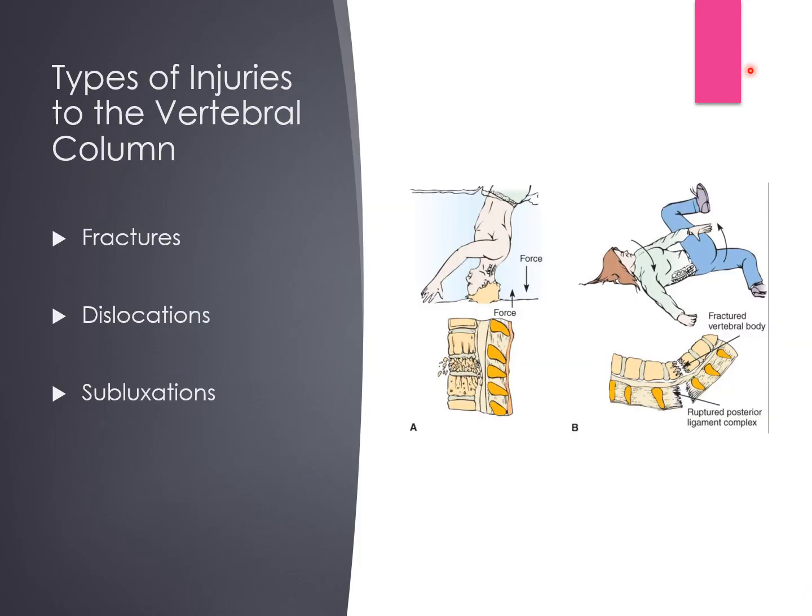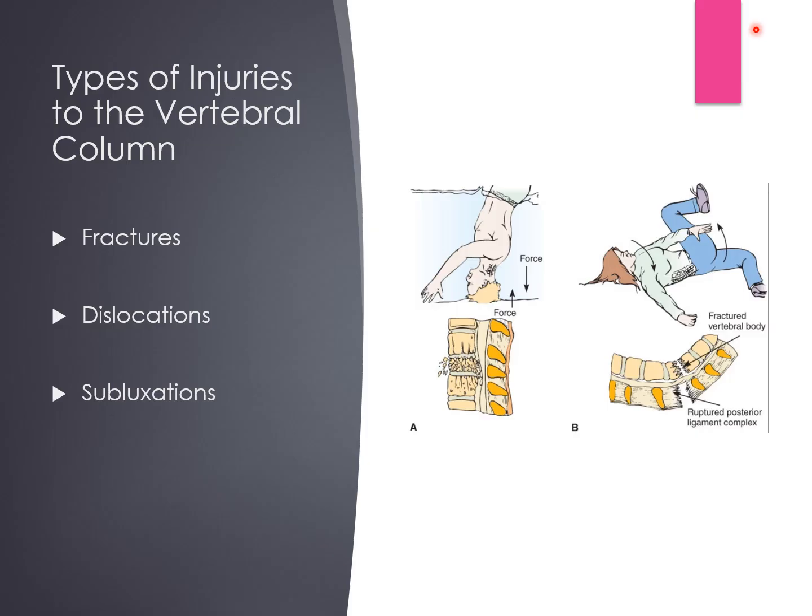So, different types of injuries can damage the vertebral column. It can be fractures, dislocations, or subluxations. So different things, like force through the spinal cord causing fracture. It can be twisting forces, but again, mostly traumatic forces.